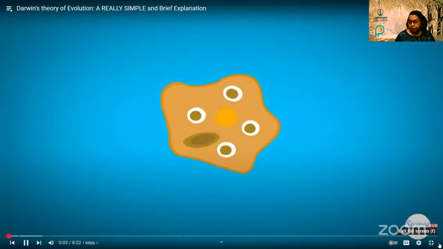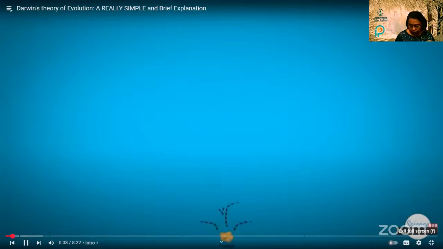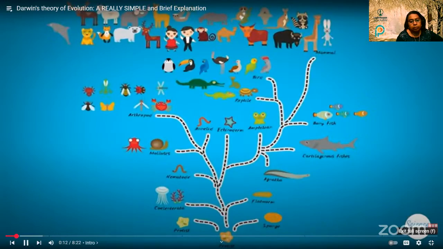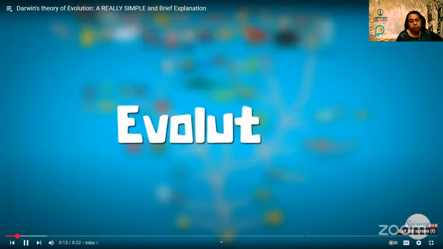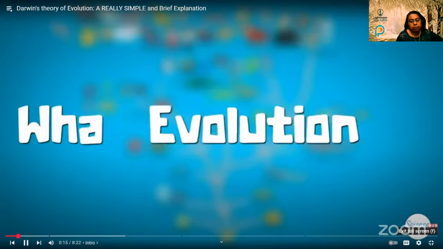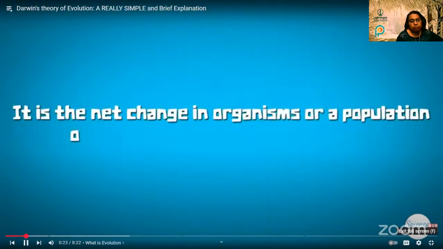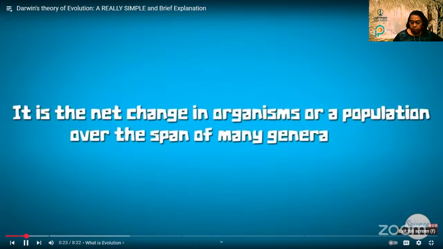Life began from a simple, single cell 4 billion years ago, evolving into the mind-boggling diversity we see today. But how did this all happen? Evolution, yes, but what exactly is evolution, and how does it work? Evolution is the net change in organisms or a population over the span of many generations. We can break this definition into two parts.